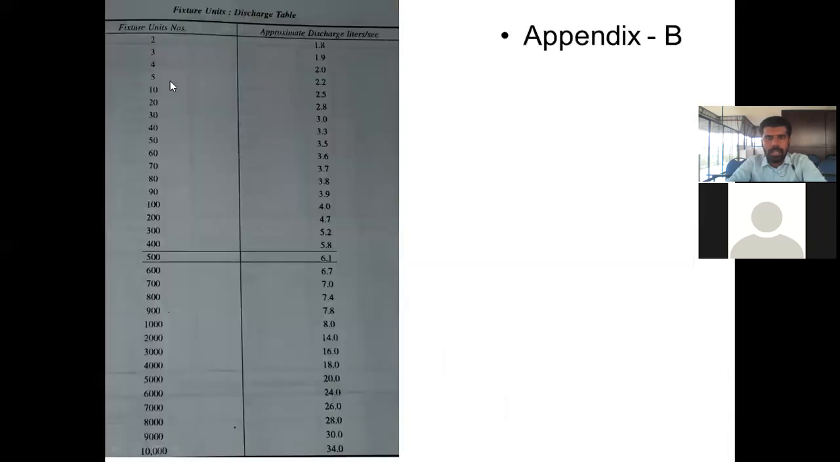So this is the discharge table, Appendix B, Table B. You can see the fixture units given here, and depending upon that, the approximate discharge in liters per second is also given. If the fixture unit is 2, the discharge is 1.8 liters per second. If it is 500, it is 6.1 liters per second.